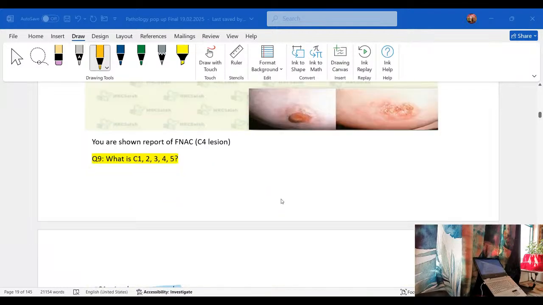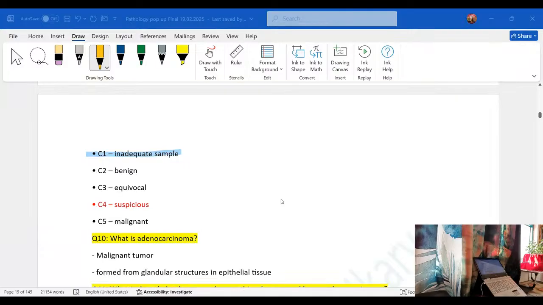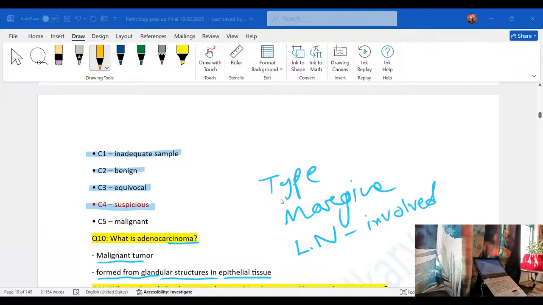The cytology grading is C1 to C5. C1 is inadequate sample. C2 is benign. C3 is equivocal. C4 is suspicious. C5 is malignant.